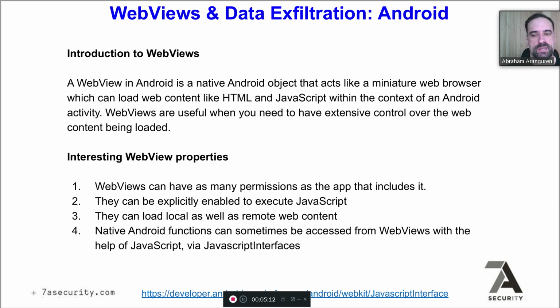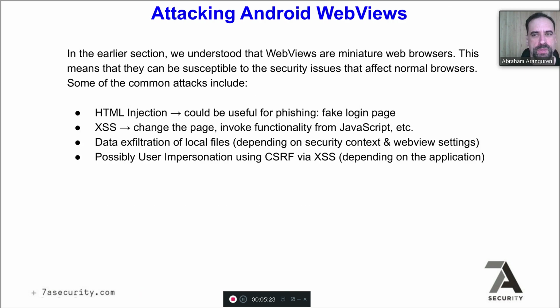And then sometimes these native Android functions can access Java code using a JavaScript interface. So this could sometimes get interesting as well. So what can we do attack-wise? Right? So we can do HTML injection, which doesn't sound very scary.